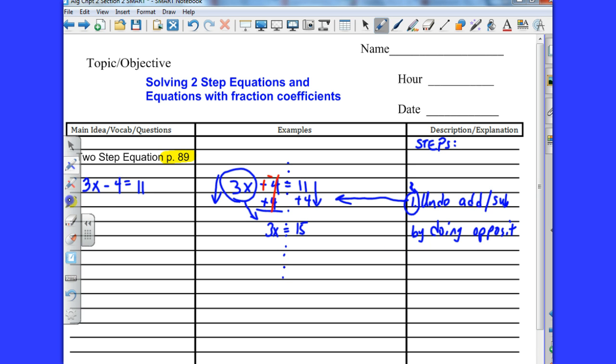Second thing, after you undo addition and subtraction in a two-step equation, I'll change colors here, hopefully that'll help, you undo the multiplication or division?